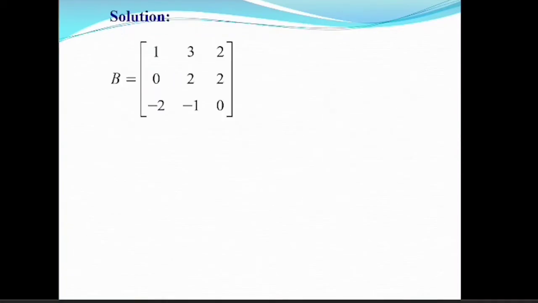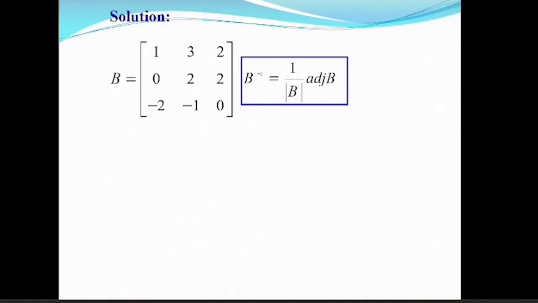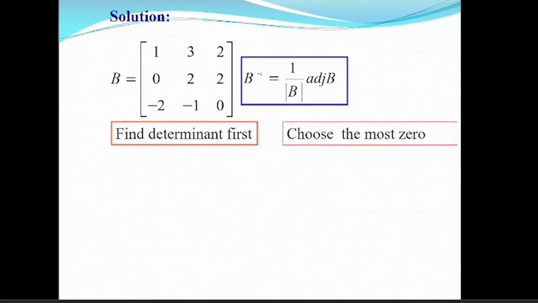For a 3 by 3 matrix, the formula is B inverse equals 1 over the determinant of that matrix, multiplied with the adjoint of that matrix. Start by finding the determinant of matrix B. Choose the row or column with the most zeros. You can choose any row or any column to find the determinant.